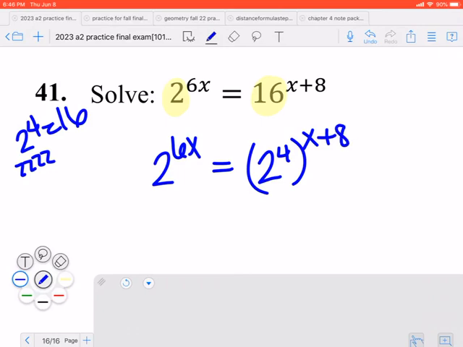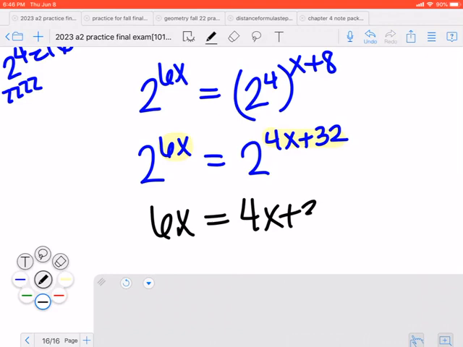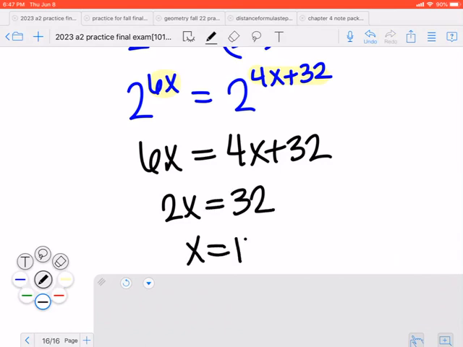And so now what we're going to need to do is simplify that. When I take a power to another power, we multiply those powers. 2 to the 6x is equal to 2 to the 4x plus 32. Now that we've got our base is the same, 2 to a power equals 2 to a power, we can now set our exponents equal to each other. Therefore, 6x would equal 4x plus 32. Subtract 4x both sides gives us 2x equals 32. Divide both sides by 2, x is 16.